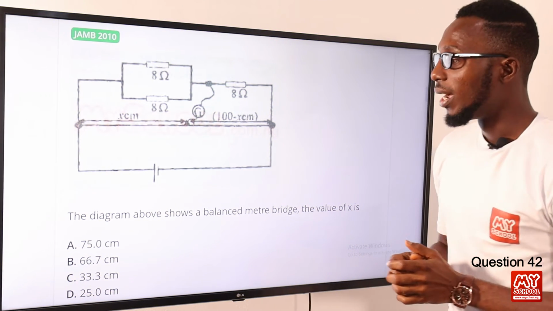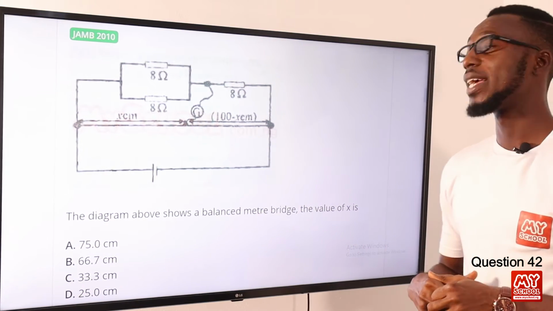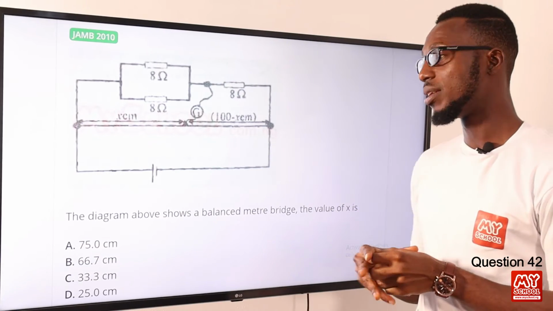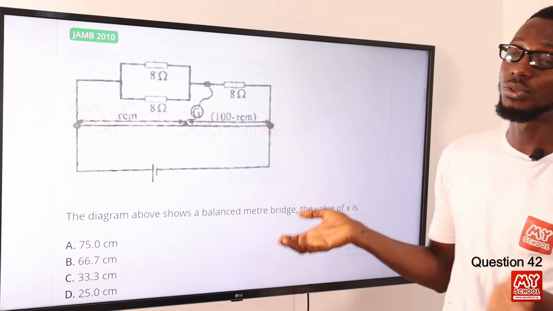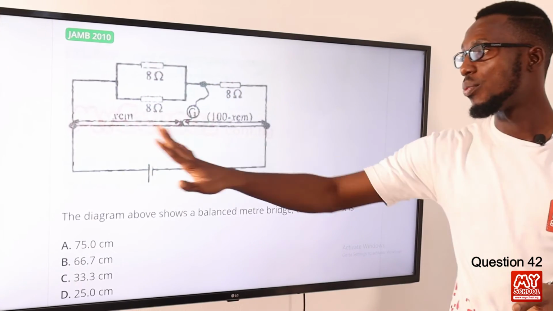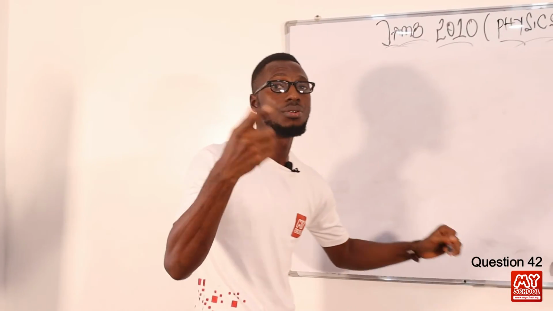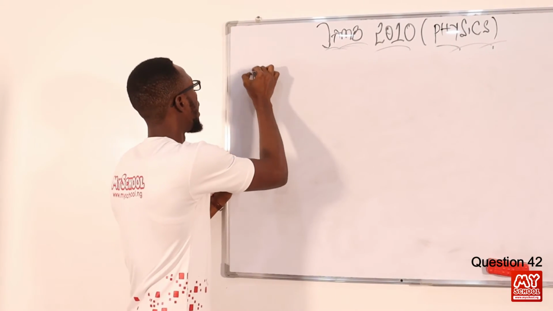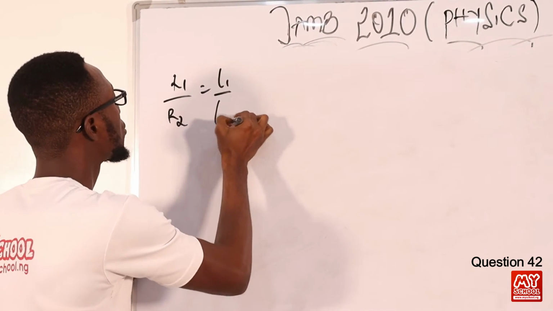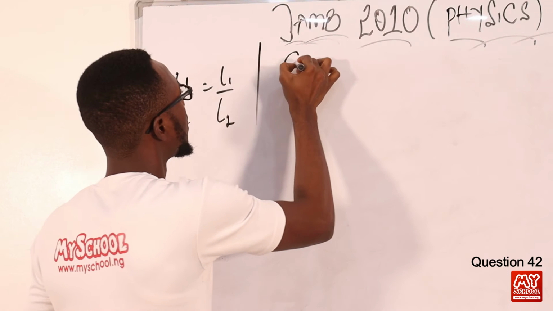42. The diagram above shows a balanced meter bridge. The value of X is what? So we know that the meter bridge works on the principle of the Wheatstone bridge to measure an unknown resistance. So this is your R1, this is your R2, your L1 and L2. So we're just going to use the simple formula: R1 over R2 equals L1 over L2. So I have R1 over R2 equals L1 over L2. All right, so let's just pull out our given data.